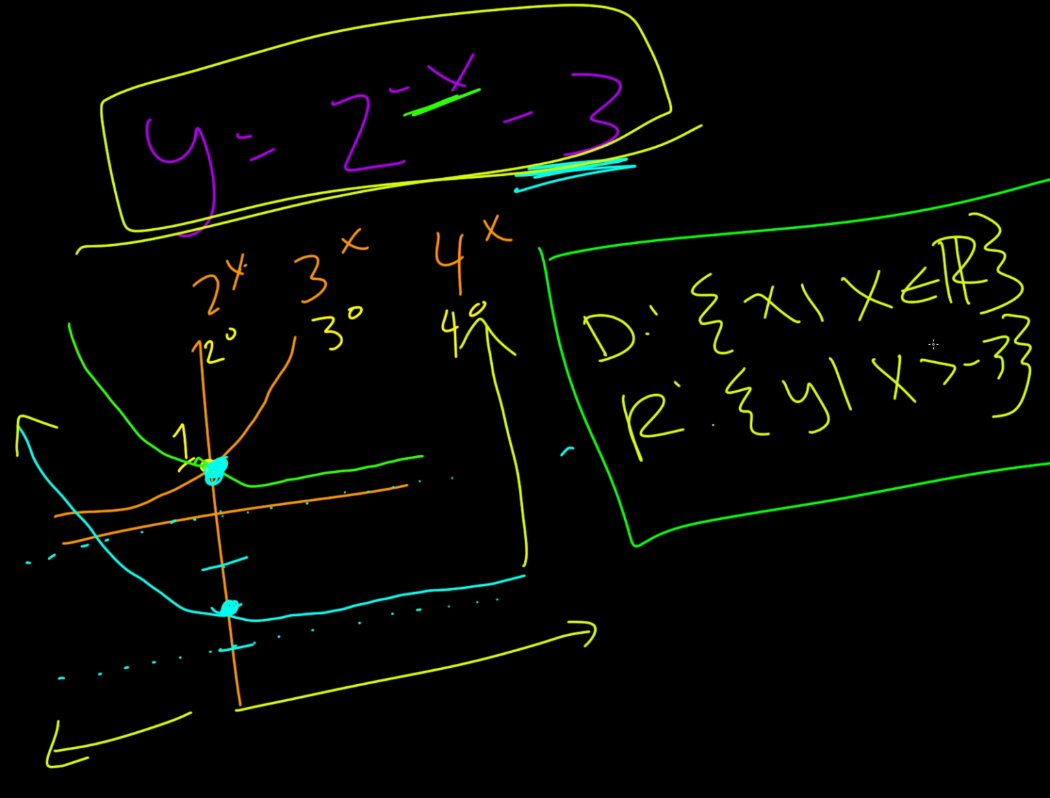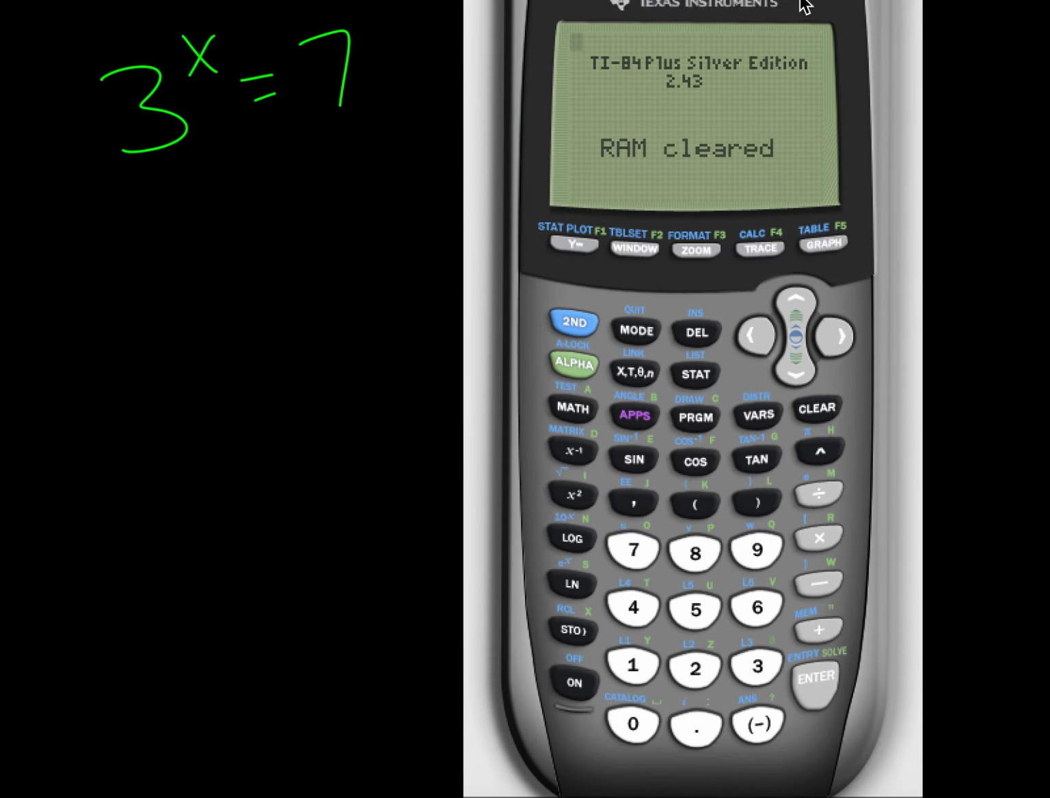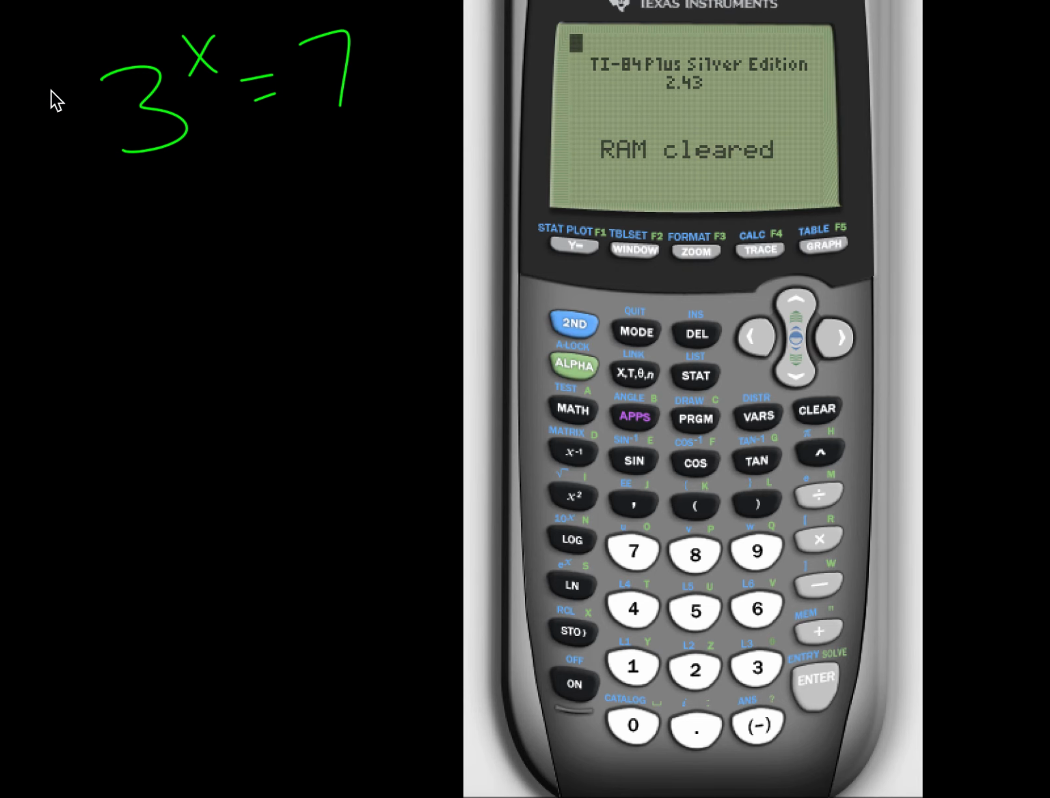All right. Now, this next one, we have 3 to the x equals 7. And it says use technology to solve the equation. I'll use a TI-84. You use whatever calculator you have. Now, the easiest way to solve any equation using graphing is just graph both sides of the equation. So I have 3 to the x right there, and then I'm just going to graph 7.